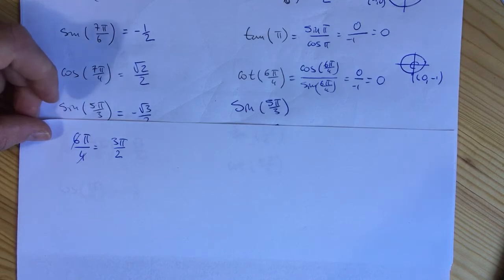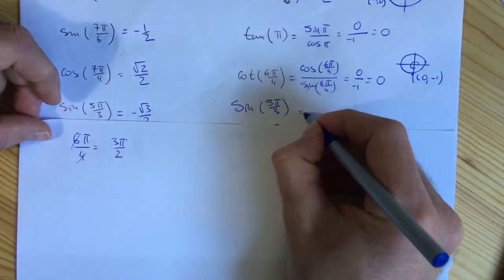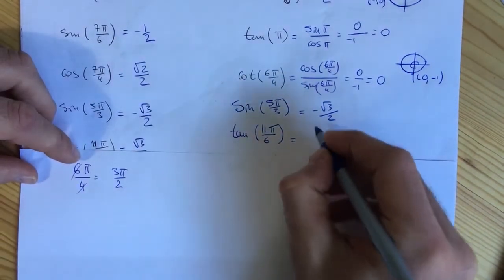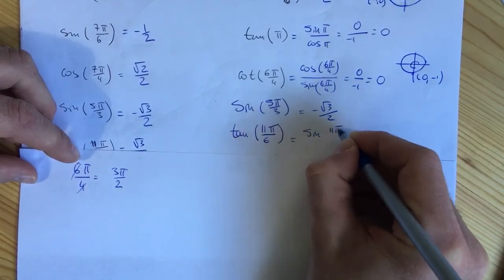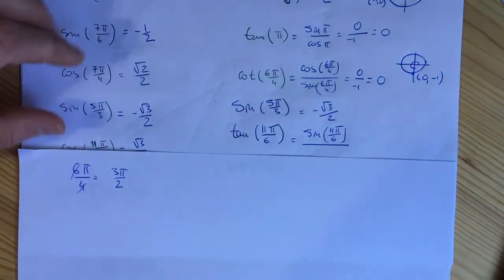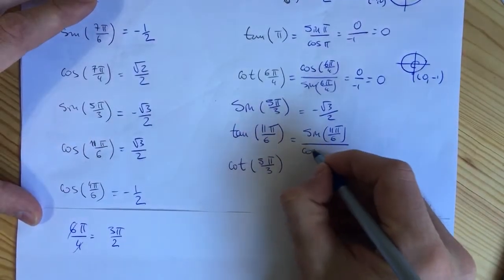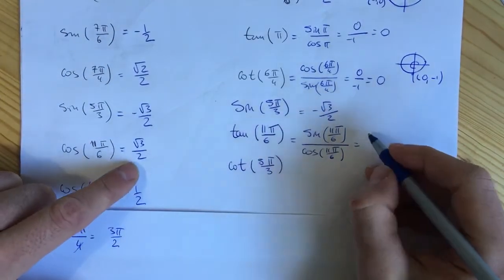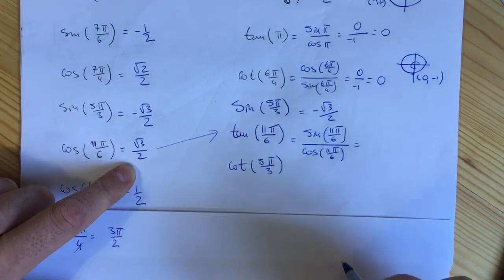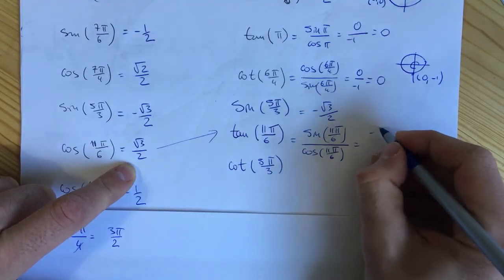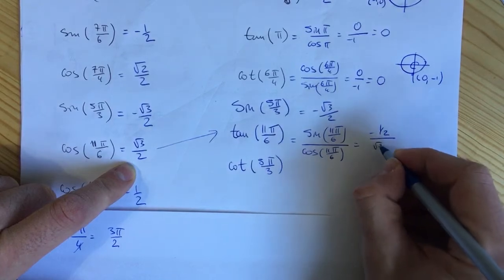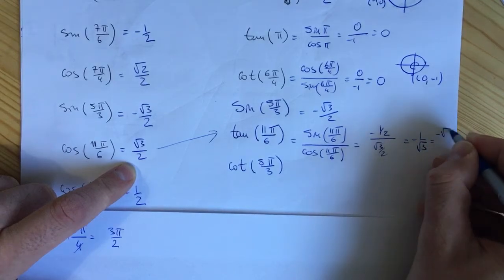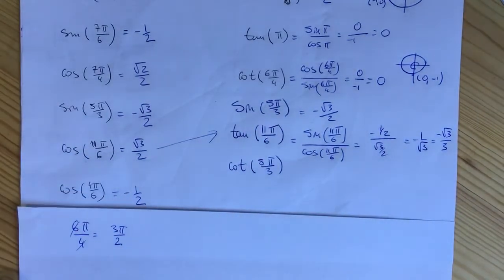Sine of 5 pi over 3. We already did this one. This is a mistake, so negative square root of 3 over 2. Tangent of 11 pi over 6. That's sine of 11 pi over 6 over cosine of 11 pi over 6. Now you can look how we got the value here. We're going to use that unit circle. So this is -1/2 over square root of 3 over 2. And if you simplify this, this is -1 over square root of 3 or negative square root of 3 over 3, and so on and so on.